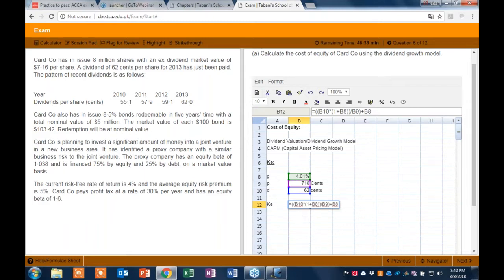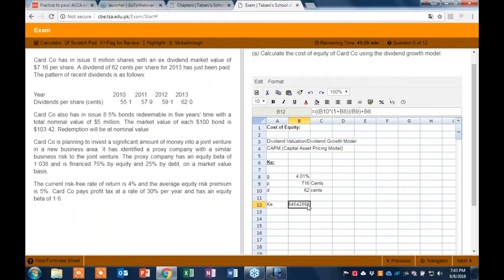So just look at the formula. First, we have to multiply the current dividend, which is 62 cents, B10. We have to multiply it with 1 plus the growth rate, which is in B8, 1 plus B8. Then we have to divide this whole by the price, which is 716 in B9. And we have to close all these figures by placing brackets around them. And then at the end, we have to add the growth rate again.